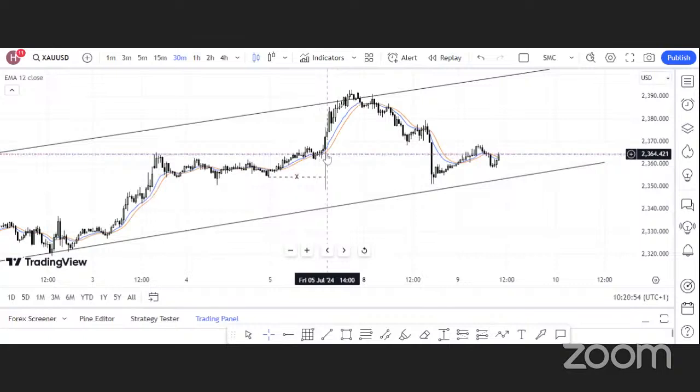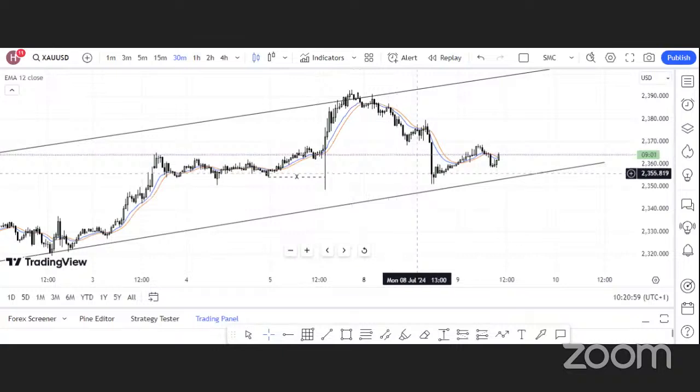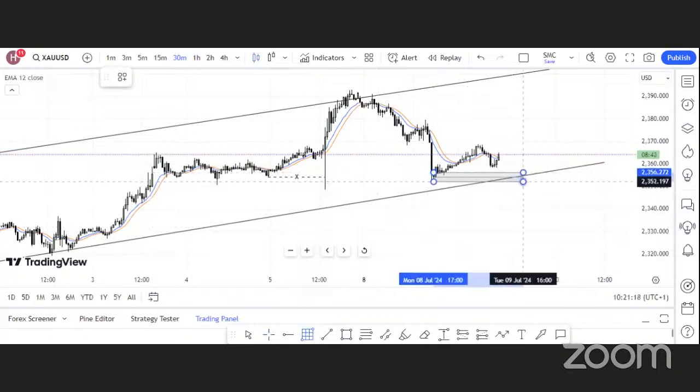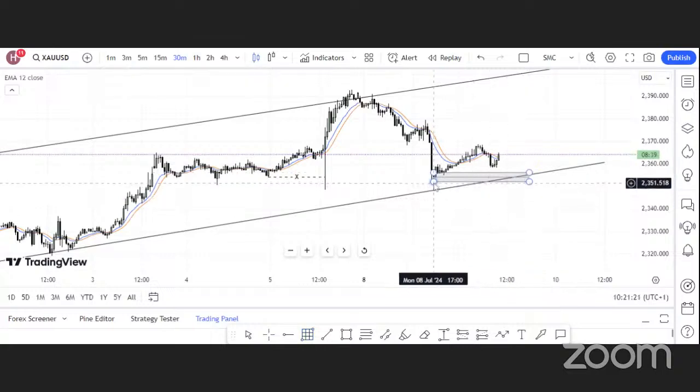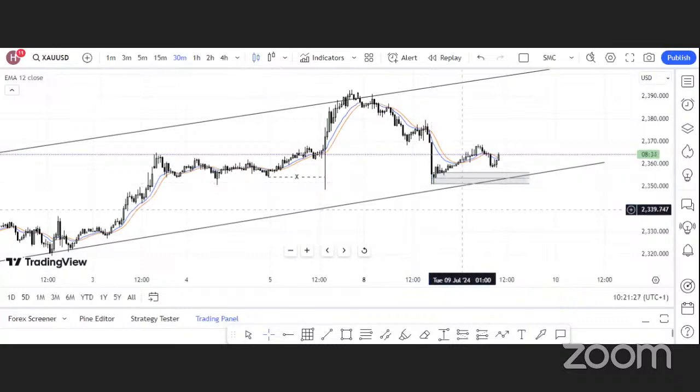So after the liquidity purge, the market went up, changing character. So the next thing to look out for now is the market had come back to the level where we had the liquidity, retested the level, and started creating bullish candle afterwards. All right, so now we have this level of interest.